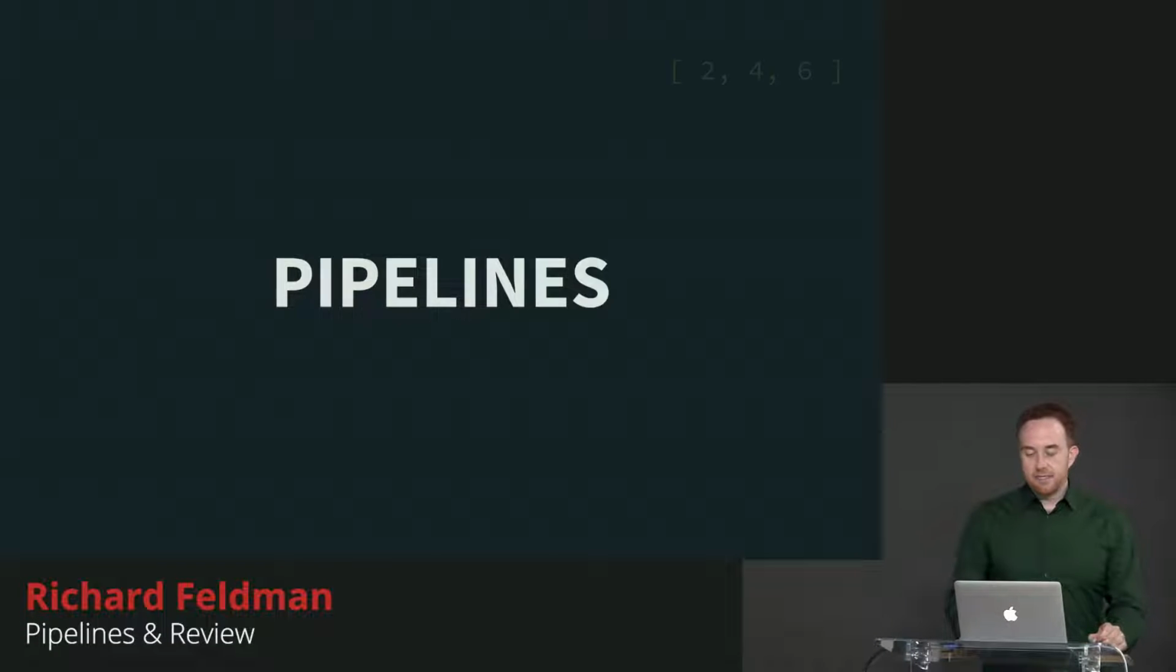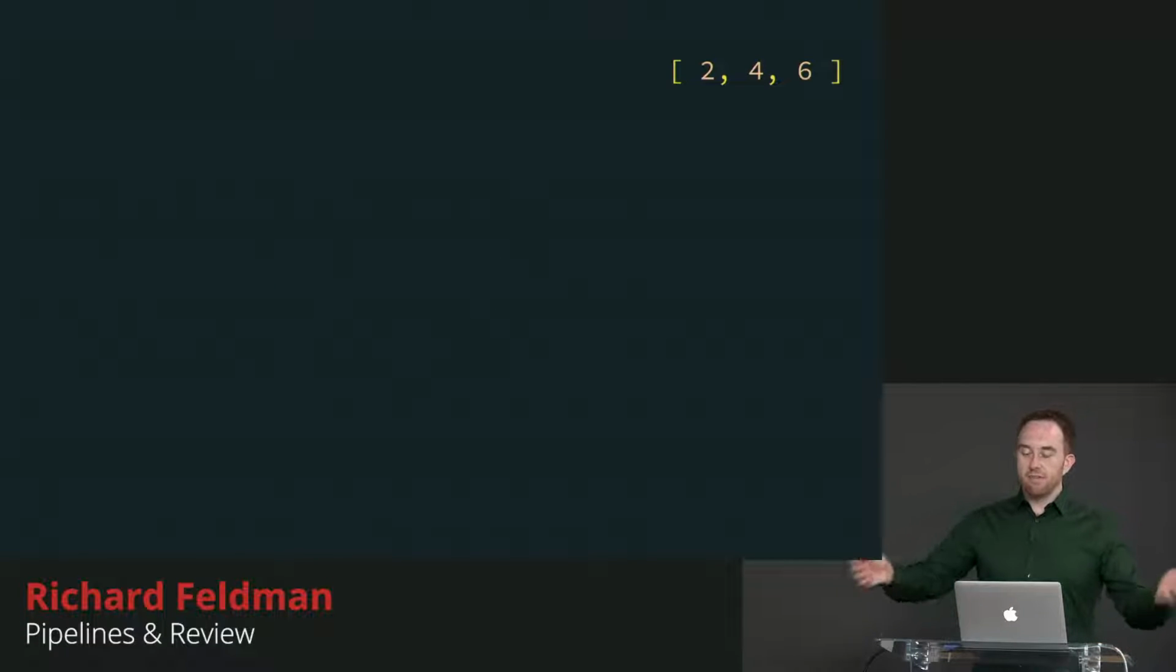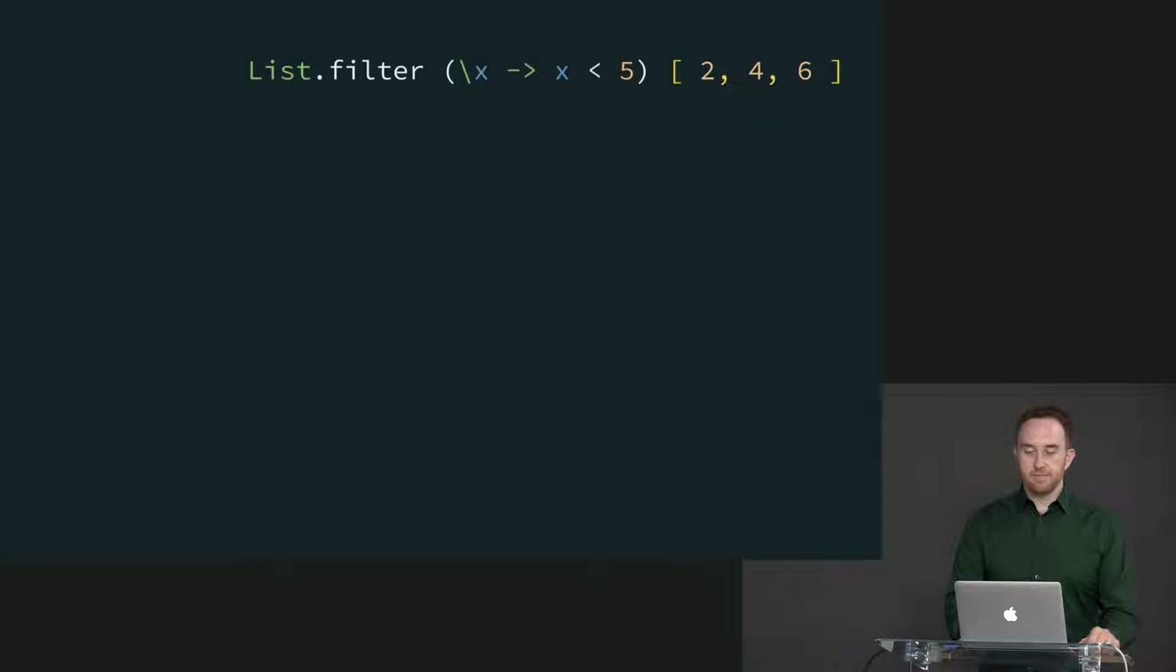So let's talk about pipelines. Let's say I have a list of numbers, 2, 4, 6, and I want to call list.filter on it. I say list.filter, where I'm going to give it an anonymous function. It takes an x, and x is less than 5. In other words, I will only want to keep these elements if x is less than 5.